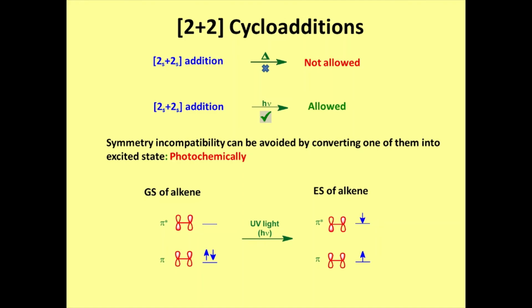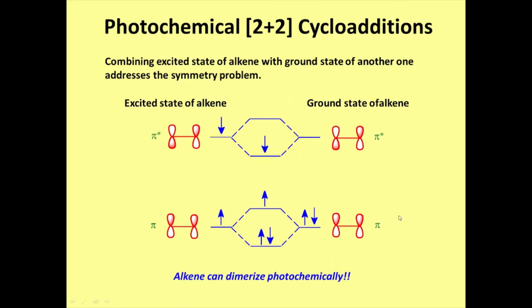Okay, so you can see here the ground state of an alkene, and in the presence of ultraviolet light or photochemical irradiation, the excitation can proceed this way. One electron can move to the pi star orbital, so it now becomes the HOMO for the excited alkene. By combining the excited state of an alkene with the ground state of another one, the symmetry problem can be resolved, and we can have the 2+2 cycloaddition products. Eventually, by that means, alkenes can dimerize photochemically.